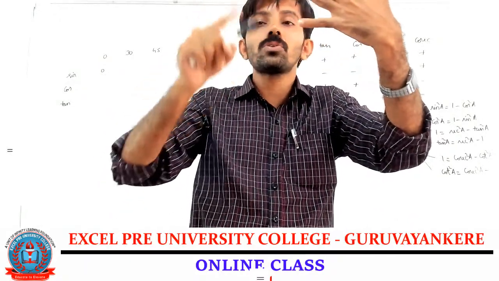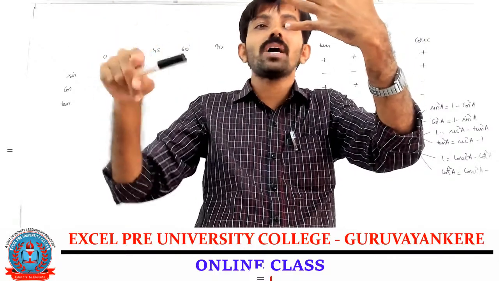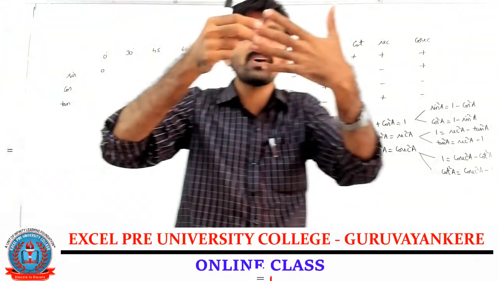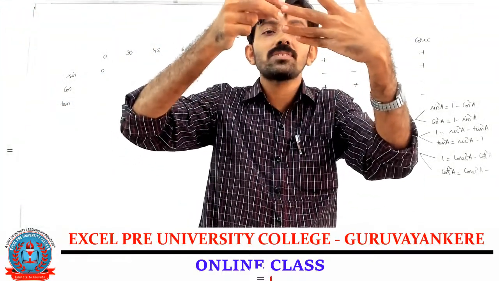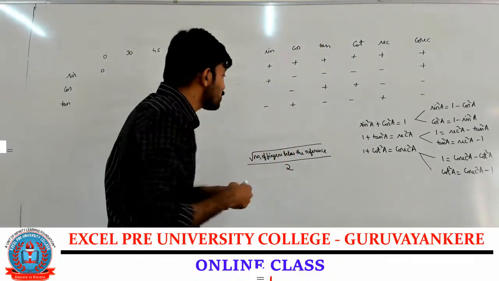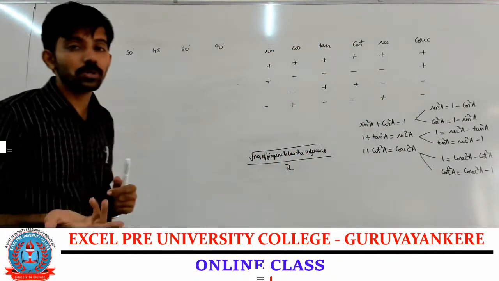Correct, sine 30 is root 1 by 2. Root 1 is 1 by 2. The middle finger corresponds to an angle of 45 degrees. The number of fingers below this is 2. Sine 45 is root 2 by 2. Correct? Sine 45 is root 2 by 2, which is 1 by root 2.